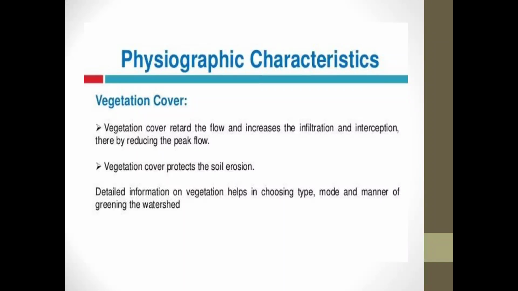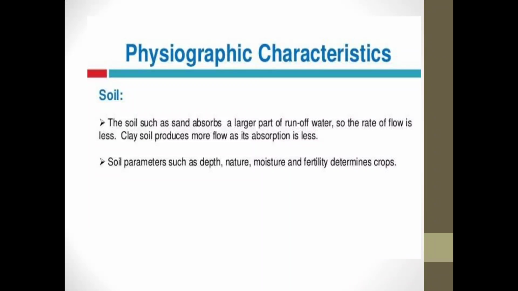Thus the vegetation cover plays a very important role in reducing the velocity of runoff, and it increases the infiltration rate as well as the interception, and it also reduces the peak flow of the runoff water. Then it protects against soil erosion. Then the next physiographic characteristic is the soil.